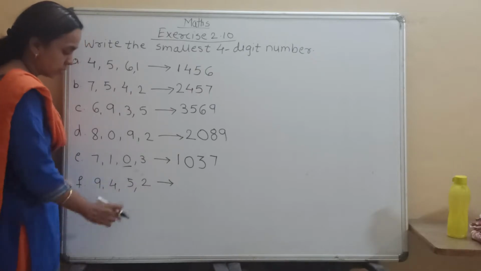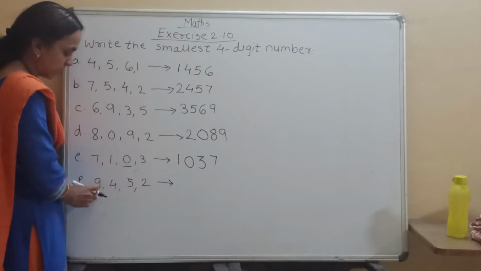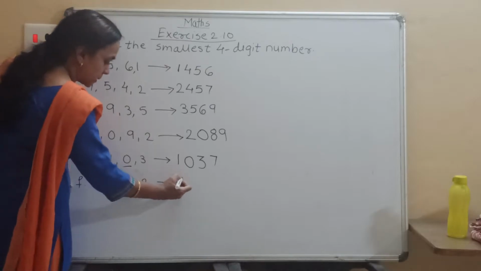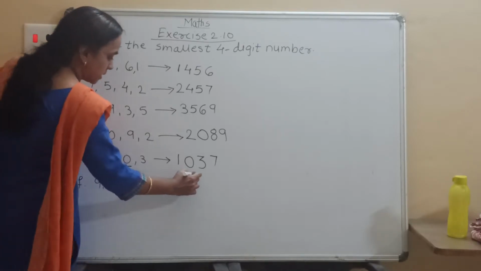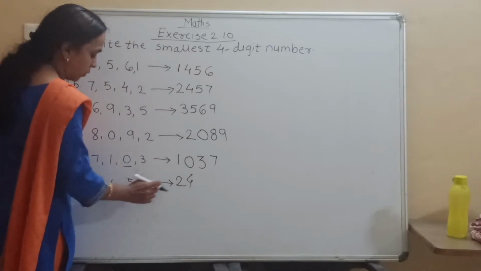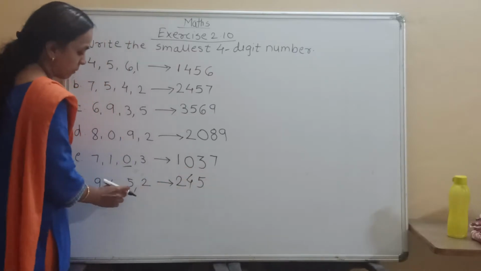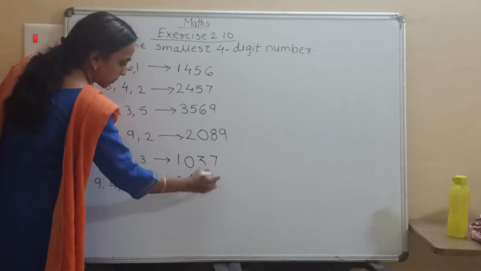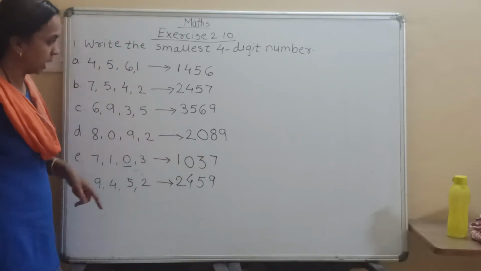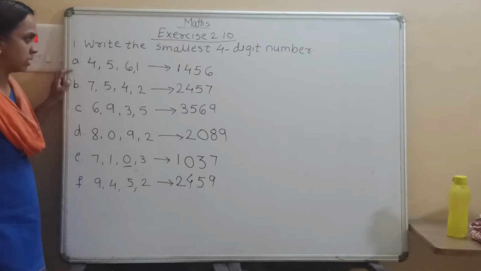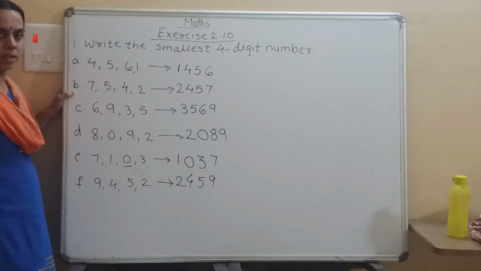Then F. In this F example, what is given? 9452. So 0 is not there, no problem. Then start with very small digit, that is 2. Then bigger than 2 is 4. Bigger than 4 is 5. Bigger than 5 is 9. So what is our answer? 2459. So this question you can write down in your textbook.